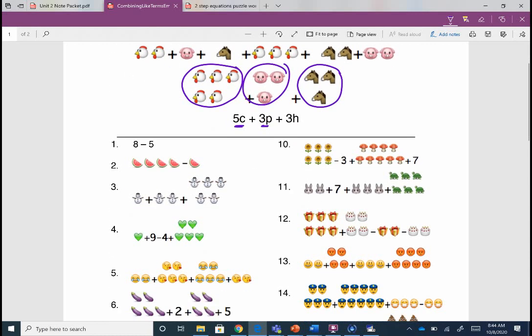So for example, in number 1, super easy. 8 minus 5, those are both numbers. I can combine those. I can get an answer of 3. I can put them together.